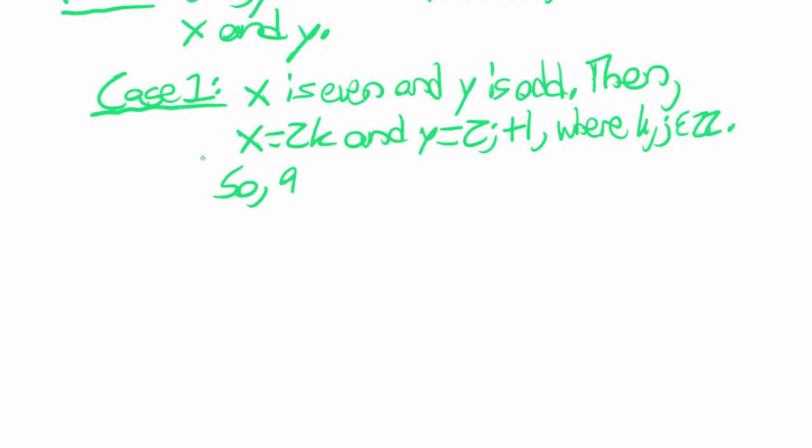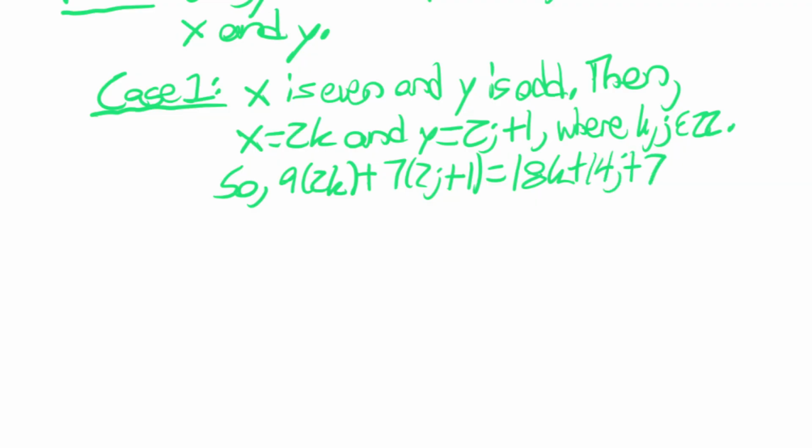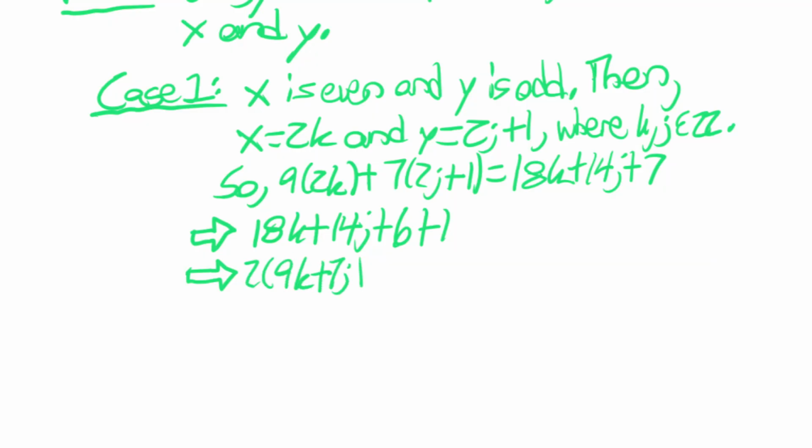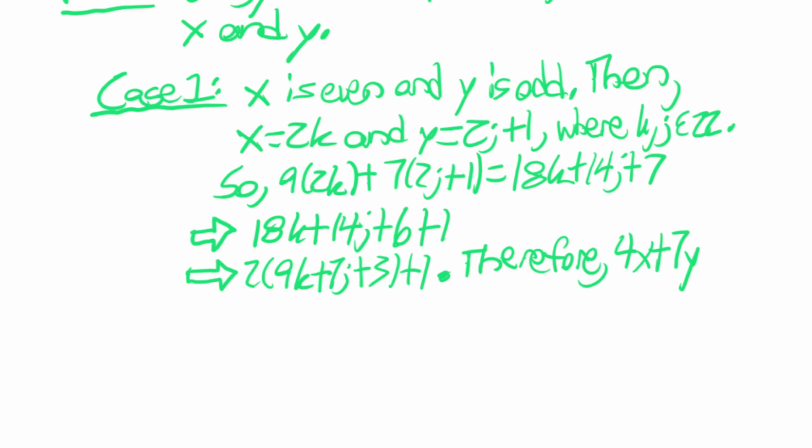So we plug everything back in. We have 9 times 2k plus 7 times 2j plus 1, which equals 18k plus 14j plus 7. But we can rearrange and write it as 18k plus 14j plus 6 plus 1. And then we can factor out a 2 from the first three terms, and that gives us 9k plus 7j plus 3 plus 1. And this is the form for an odd set. So therefore, 9x plus 7y is odd.